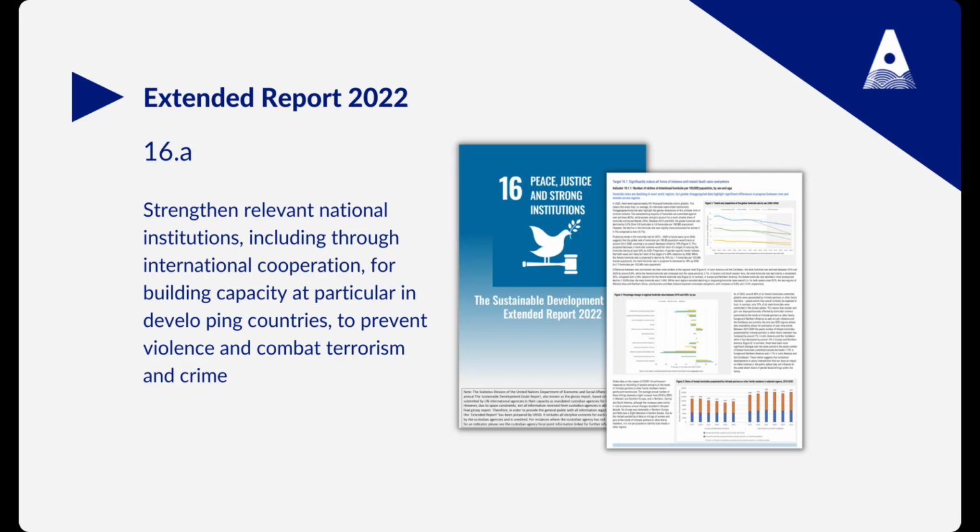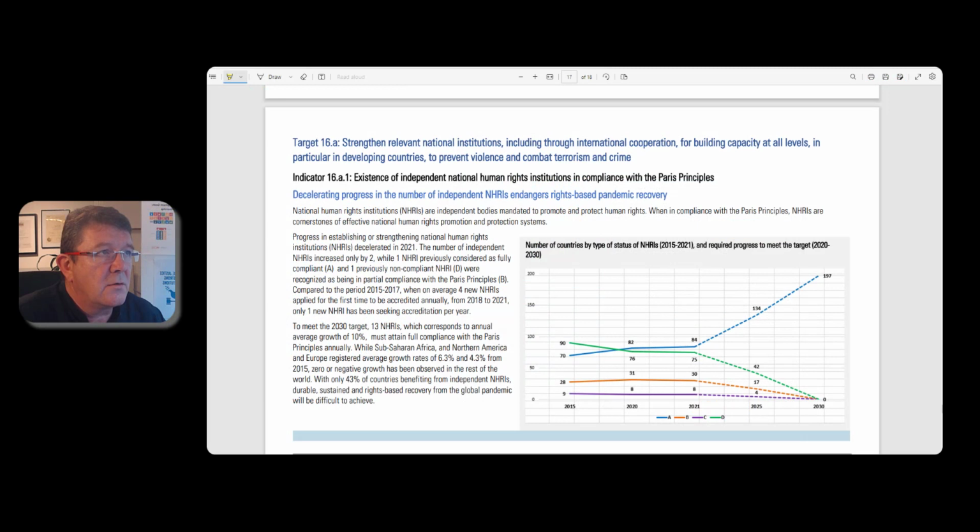The first indicator here is the existence of independent national human rights institutions in compliance with the Paris Principles. And they comment that decelerating progress in the number of independent NHRIs endangers rights-based pandemic recovery. Just to clarify there that NHRIs are national human rights institutions, and they are independent bodies mandated to promote and protect human rights. When in compliance with the Paris Principles, NHRIs are cornerstones of effective national human rights promotion and protection systems.